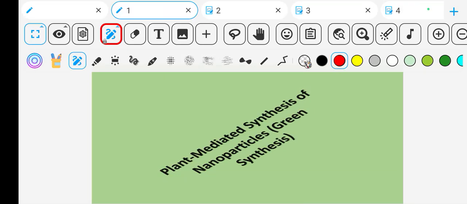So, in today's session, we have to start nanotechnology, in which the first topic is plant mediated synthesis of nanoparticles through green synthesis. Before starting this topic, let me give you a brief description about nanotechnology and green synthesis. Basically, nanotechnology has received much attention recently due to its significant applications in various fields, like the physiochemical routes for the fabrication of nanoparticles. They are quite expensive and hazardous.